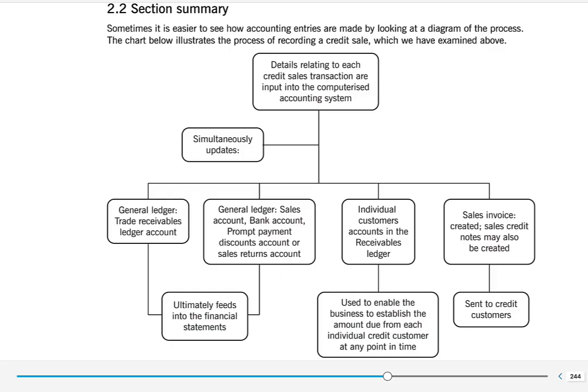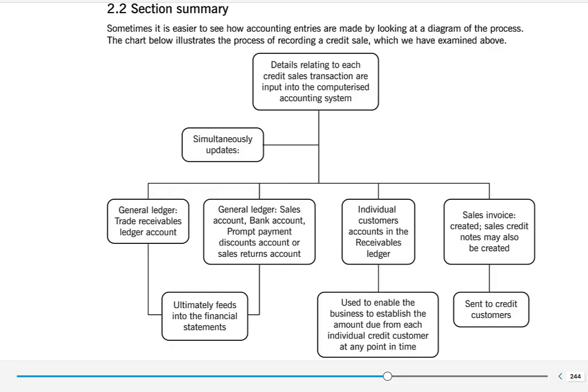Quick classroom checks to make this interactive. Question 1. If the trade receivables control account shows a total balance, what is the receivables ledger used for? Answer. You should say out loud, it shows the balance for each individual customer. Question 2. Why is simultaneous updating a good thing? Answer. You should say, it reduces duplication and reduces errors.